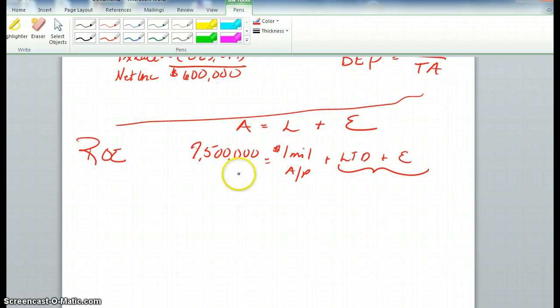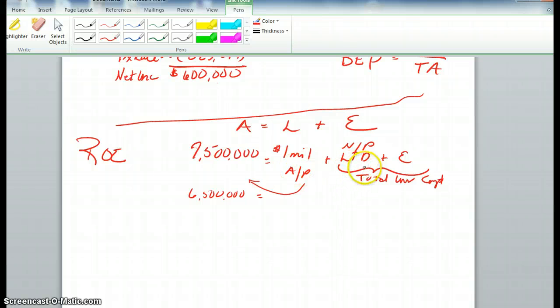And so because of the accounting equation, we know then if I put this million in AP over on this side, 6.5 million will equal what is called the total invested capital. That's all our debt. I shouldn't just have long-term debt. I should also have any notes payable. Total invested capital is everything in liabilities that has interest attached plus equity. And so we know that 6.5 million equals our total invested capital.